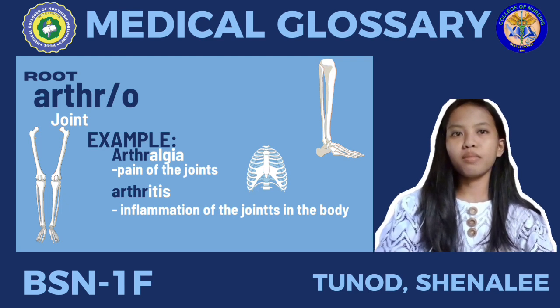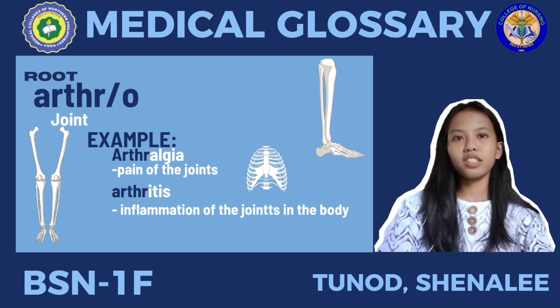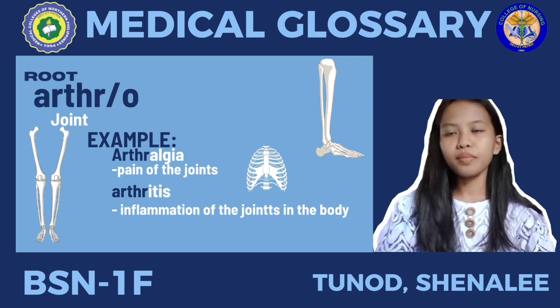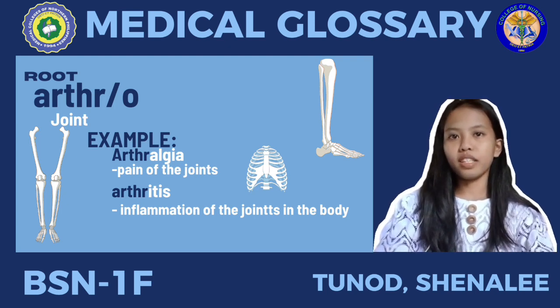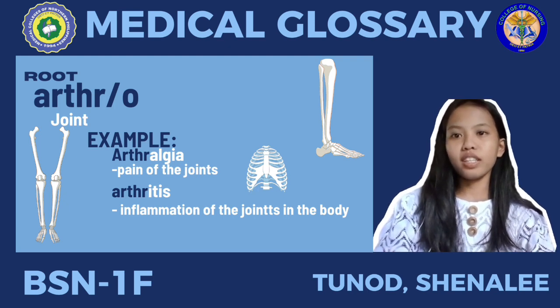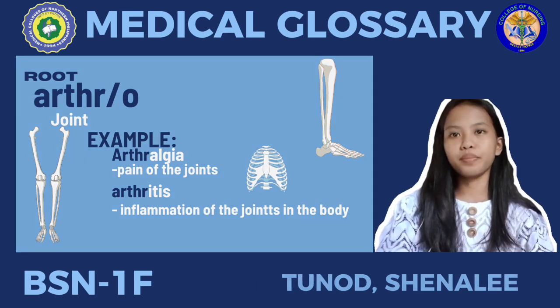It is a symptom rather than a disease and occurs commonly in the joints of the hands, knees, and ankles. Another example is arthritis, wherein arthr means joint and itis means inflammation of. Therefore, arthritis is the inflammation of the joints in the body.